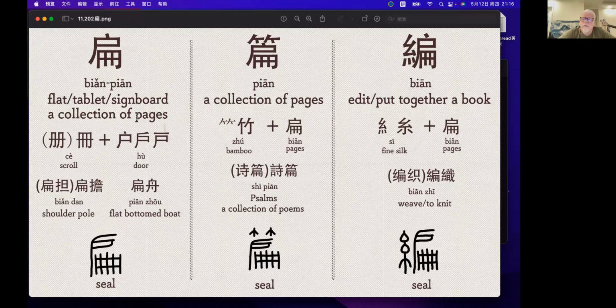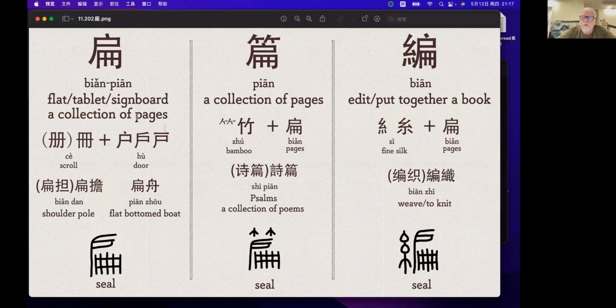So the third character, we have bian, which means to edit or put a book together. In ancient China, when you put a book together, you had to weave it together. You had to weave the wooden or bamboo slats together with thread. So you have a thread, si, on the side, and a bian, which means book, as a phonetic.